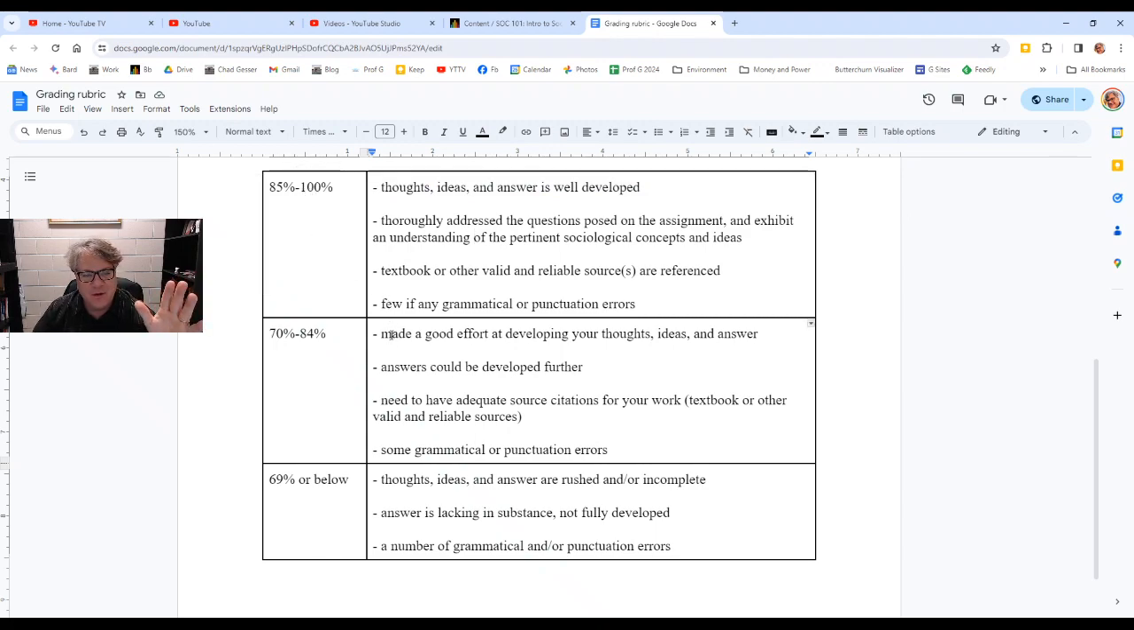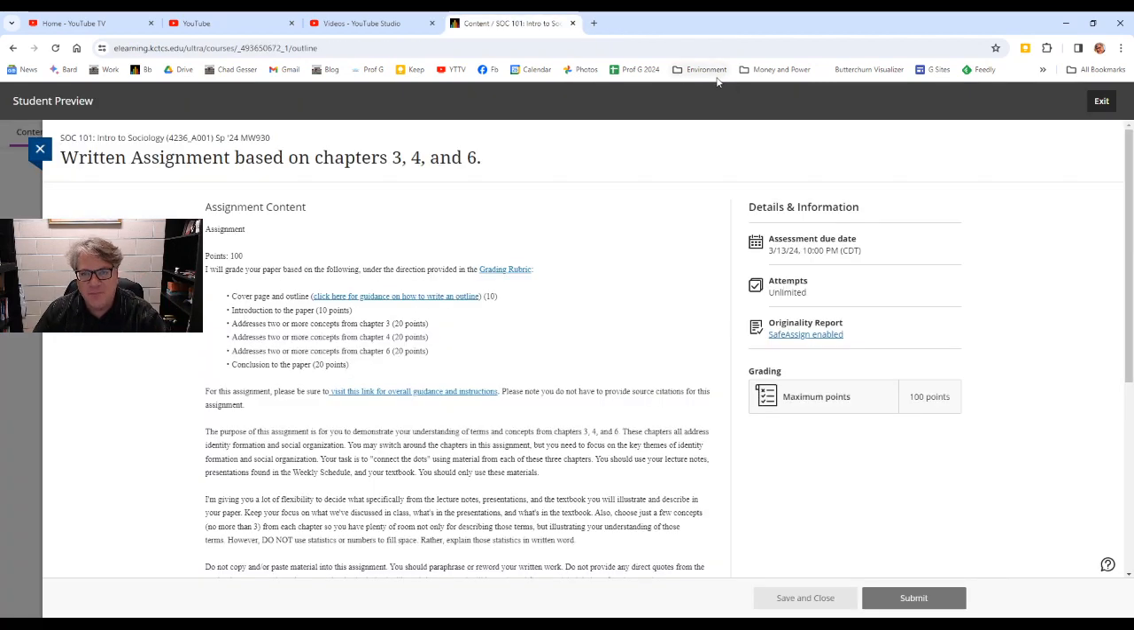Down here, if you make a good effort, but there are all kinds of issues, maybe there are spelling issues, maybe you didn't develop your answer as well as you're supposed to, maybe you didn't follow instructions. This is really basic stuff in terms of how I grade it. I'm letting you have a lot of latitude as to what you talk about in your assignment, a lot of flexibility, but you need to do it the right way, okay? I may elaborate on that more in class if there are questions.